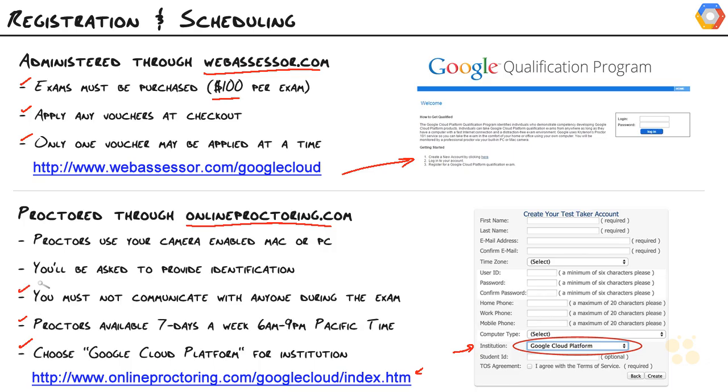Just remember that you cannot communicate with anybody during the exam. The proctors are going to use your camera-enabled Mac or PC to watch you, and they'll ask for identification right away. Once you prove that you are who you are, they'll launch the exam for you, and you'll be on your way. And keep in mind that you can ask questions at any time of these people, both verbally and via chat. And they're really nice people. I had a great experience.